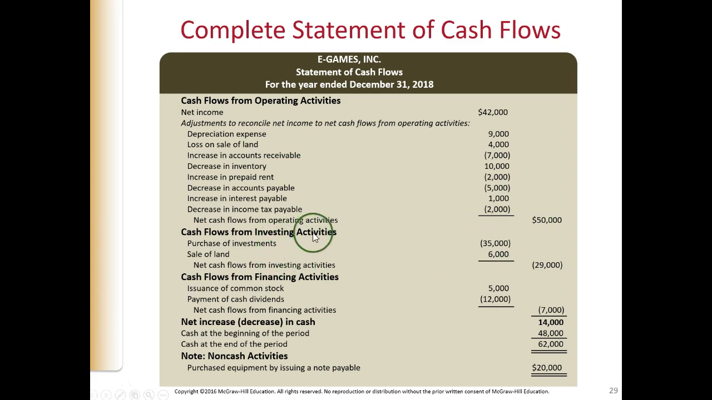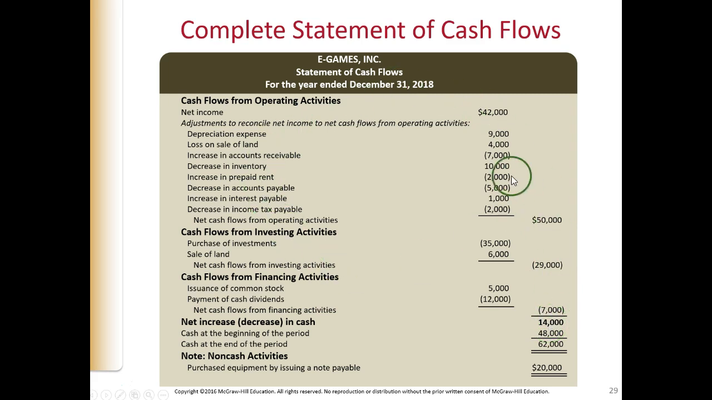This shows what's happened in the investing section. We talked about this. Purchased investments, sold land, nets to 29. Financing, we issued stock, we paid dividends. We didn't in this case, but we could have borrowed money in bonds. We could have paid long-term principal off. That would be reflected here. We have 2 items. They net to a negative 7. And now the $14,000 is the net of each of these 3 areas. So it's very important to keep these numbers as positive or negative. Positive 50, subtract 29, subtract 7, we get $14,000.